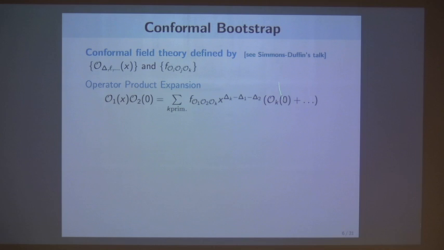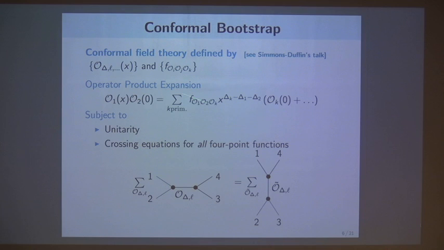Of course, this data is strongly constrained, and this has been what has led to all these nice results. It is constrained by unitarity and by demanding that this operator product algebra is associative. If I have three operators, it shouldn't matter which order I decide to do the OPE first. And this translates into the statement of crossing symmetry for all four-point functions in the theory, which are really the equations we want to study and that David has been describing in his talk.